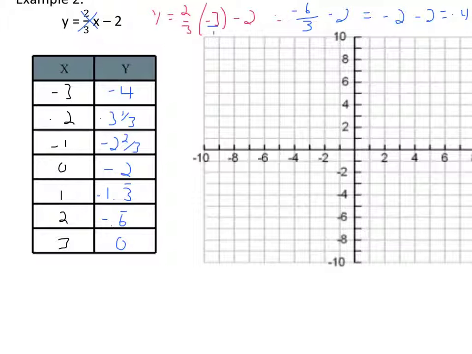So if we graph those, we have -3, -4, and we have now approximations from this point on. -2 gives us -3 and 1/3. -1 gives us -2 and 2/3. 0 gives us -2, that's our y-intercept. 1 is -1 and 1/3. 2 is -2/3. And then 3 is 0.